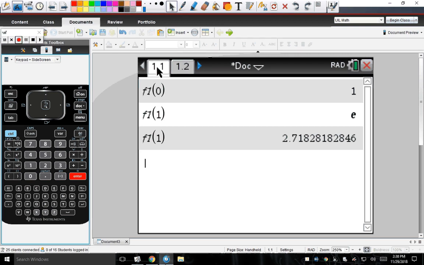2.71828182846, and it goes on and on and on. Okay? Any questions so far with the calculator? Yeah? So it's automatically stored? You don't have to do anything? Correct.